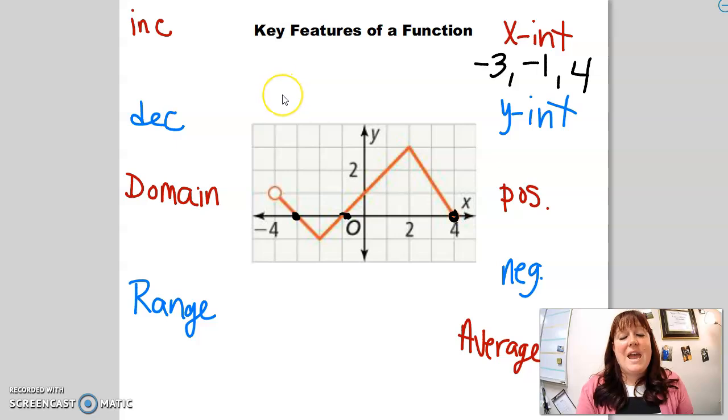And so we're like, hey, where does this roller coaster go below the ground? Well, at time equals -3, it goes below ground. At time equals -1, and at time equals 4, it went below ground. So that's our x-intercept.